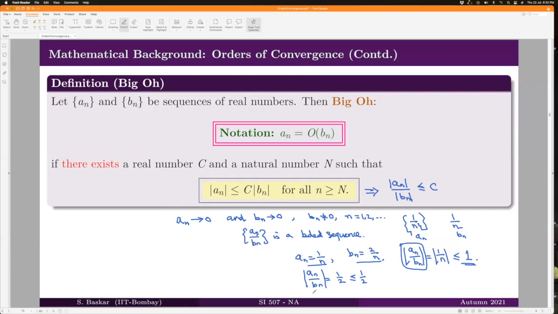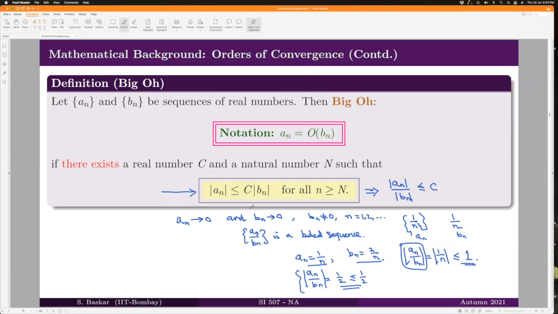So although bn was going to 0, this entire term did not blow up because an was compensating bn and made this sequence an by bn bounded, right? So from here you can see that this condition says that the sequence an is either going faster or at least as fast as bn to the limit to which they are converging.